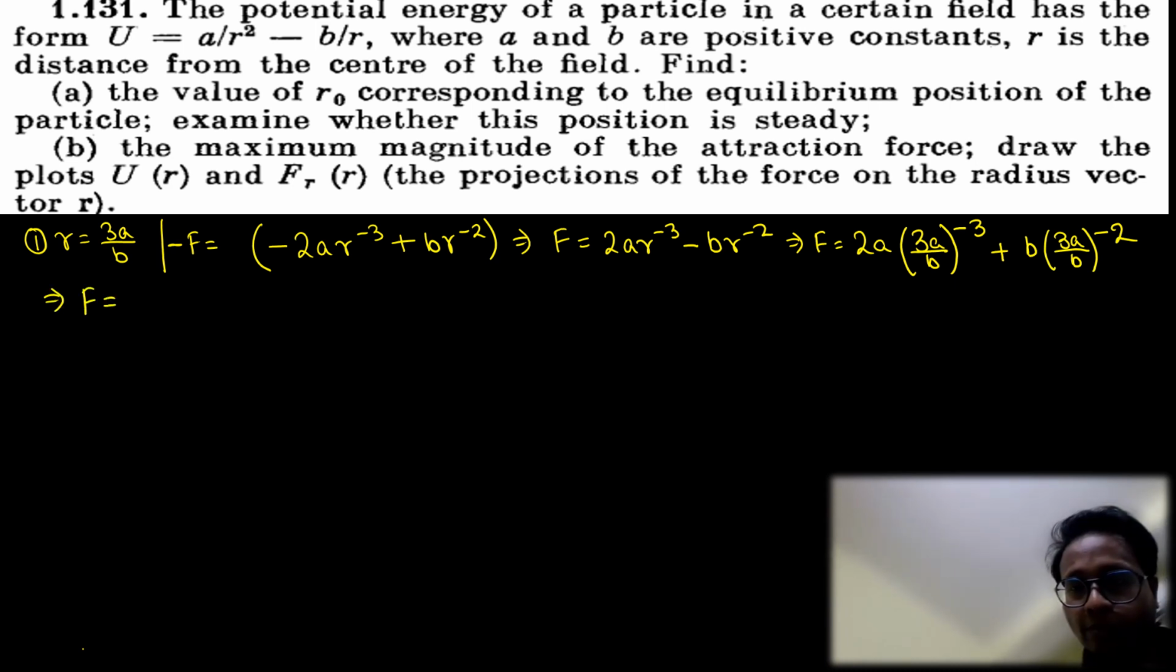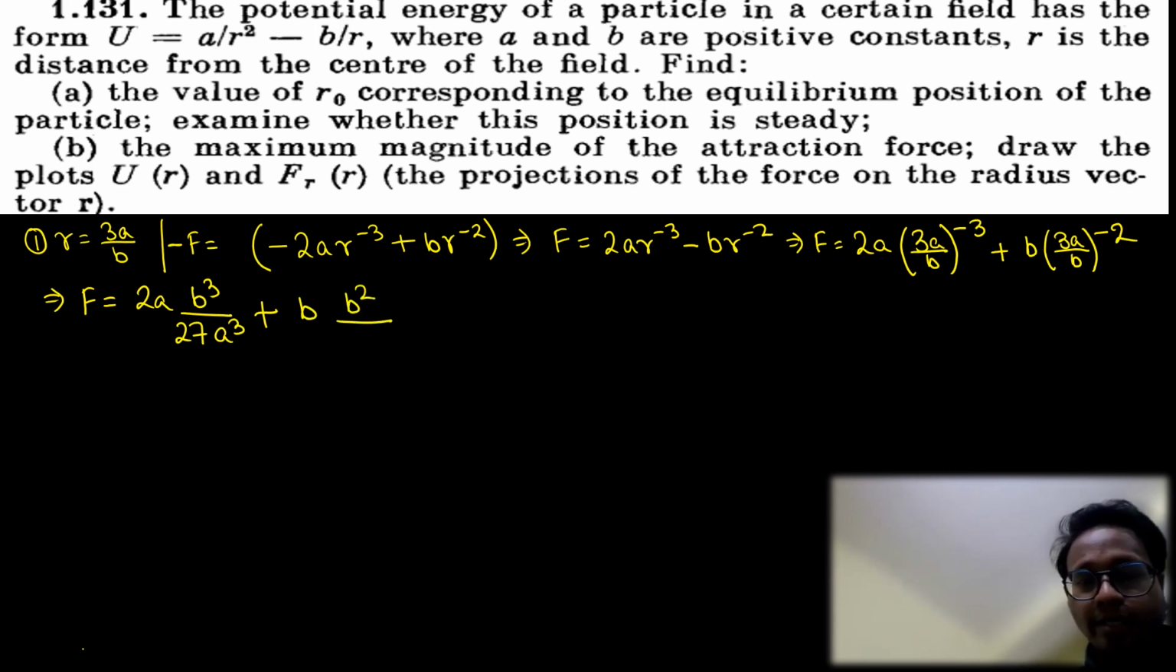Or F is equal to 2a b cube by 27 a cube, plus b into b square by 9a square. If I cancel out, this becomes a square and this becomes b cube. So maximum force is 2b cube by 27a square plus b cube by 9a square.